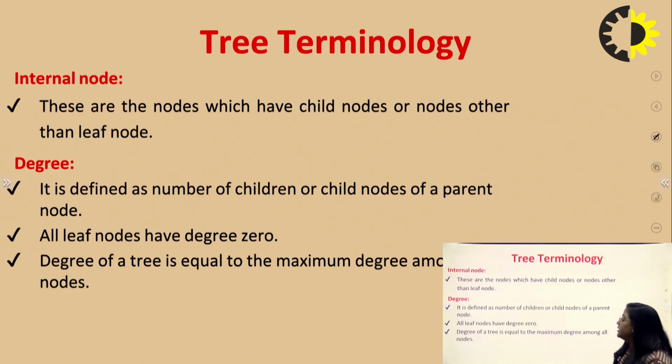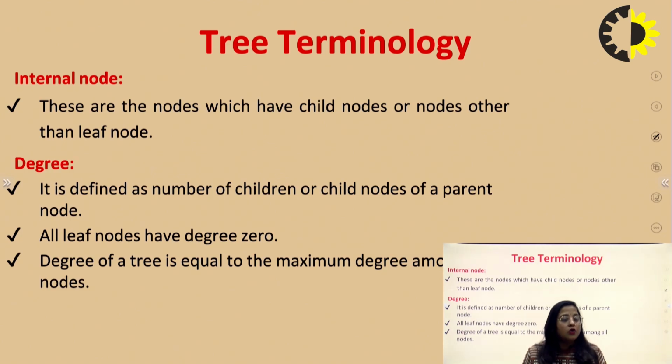Now comes the degree. What is degree? It is defined as the number of children of a parent node. Let's suppose we count how many connections; a leaf node has no child, so the degree of a leaf node is always 0. The degree of a tree is equal to the maximum degree among all the nodes.